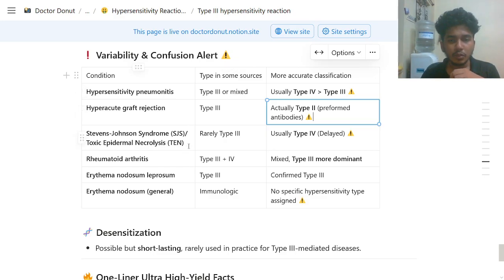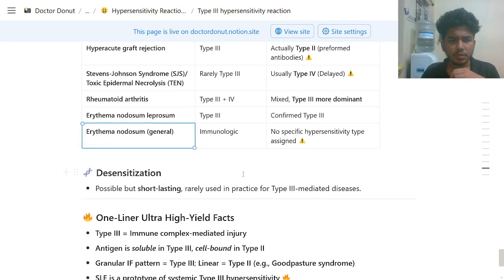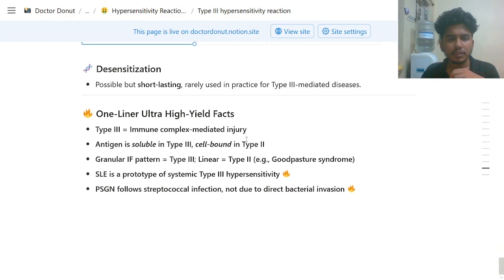Then Stevens-Johnson syndrome and toxic epidermal necrolysis are type 4. Rheumatoid arthritis is mixed, but type 3 is more dominant. Erythema nodosum leprosum is type 3, and then the general one has no type, I mean, no specific type is assigned. Desensitization is possible, but it's rarely practical in type 3 mediated diseases. And so we'll just look at the high-yield facts.